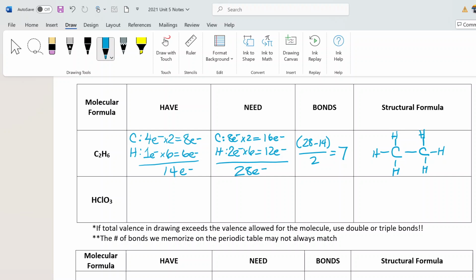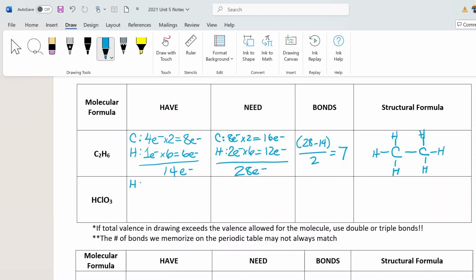Okay. And just a reminder, when you're dealing with these, all elements need 8 except for hydrogen, which needs 2. It has 1 electron, it needs 2. Beryllium, which has 2, needs 4. And boron, which has 3, needs 6. Everything else is going to want 8. So you need to memorize those first 3 elements: the hydrogen, the beryllium, and the boron. Okay, so continuing on.